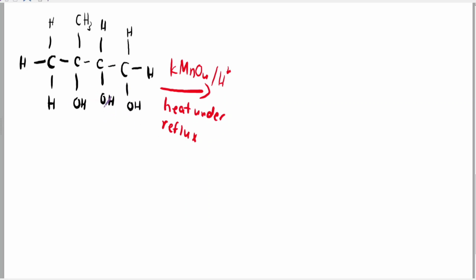So first I need to identify the type of alcohols I have. Now this alcohol right here is attached to the carbon atom which has two hydrogens and one R group. So this alcohol is primary. Primary is 1. Now this alcohol right here is bonded to only one hydrogen and two R groups. So this alcohol is secondary. And finally this alcohol is bonded to three R groups. So it will be a tertiary alcohol.